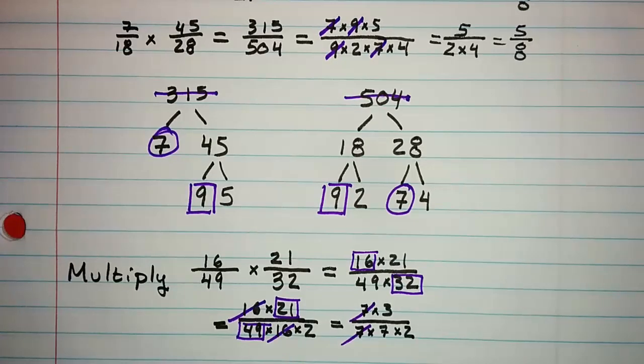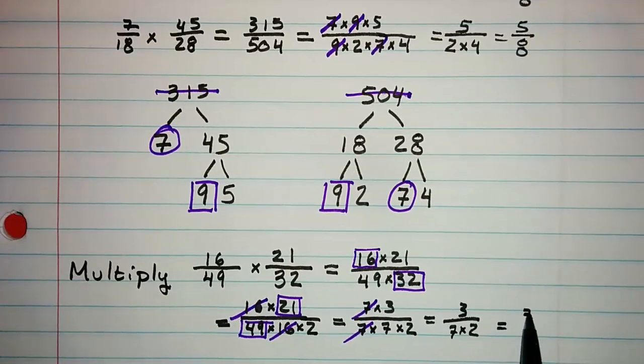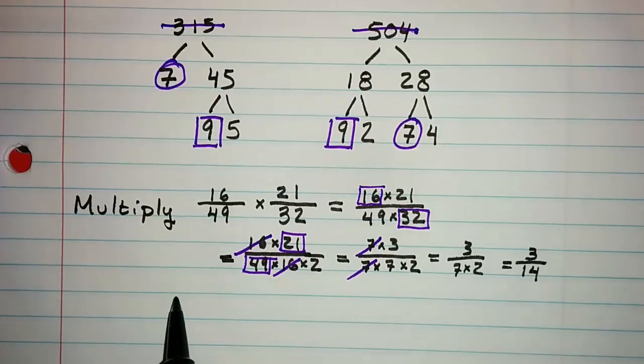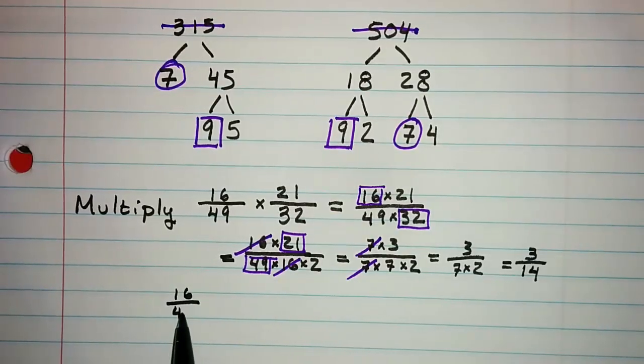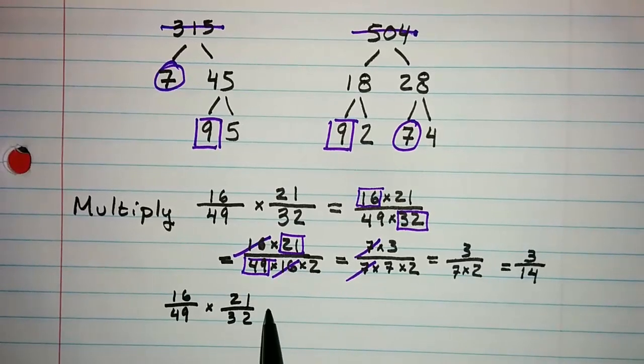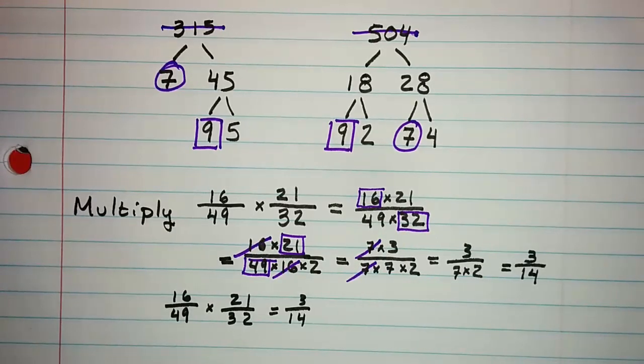I can cancel a 7. That leaves me with 3 over 7 times 2. That is 3/14. We can find that 16/49 times 21/32 is 3/14 without ever finding out what 49 times 32 is. And a day on which we don't have to multiply 49 times 32 is a good day.